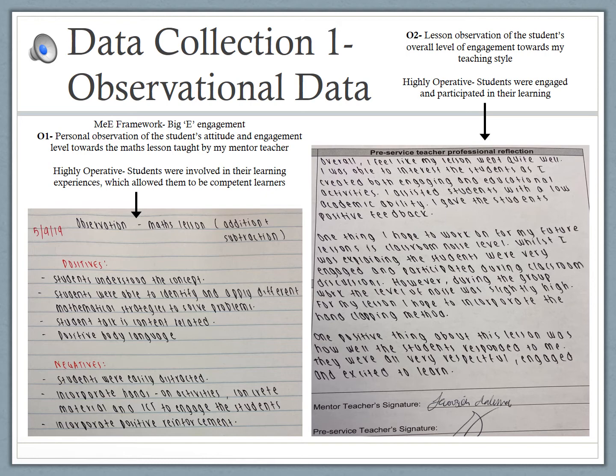Observation 1 was a teaching note of a maths lesson that focused on addition and subtraction. The lesson began with an independent activity before moving on to a whole class discussion. During this observation, I was able to identify the students' knowledge on applying mathematical strategies. However, I came to the realization that the students were more engaged and motivated in their learning when the lesson involved collaborative learning with the incorporation of hands-on activities.